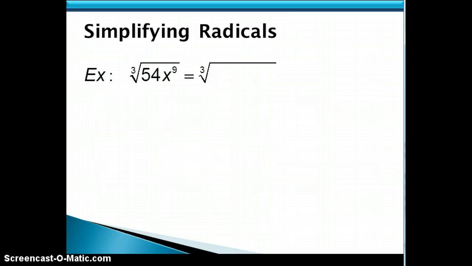So if you look in that list, the biggest perfect cube factor of 54 would be 27, and that's 3 cubed. So we'd split apart the 54 into 27 times 2. With the variables, with the cube root, we just need the exponent to be a multiple of 3. And since 9 is a multiple of 3, then x to the 9th is already a perfect cube, so we don't need to split that apart.